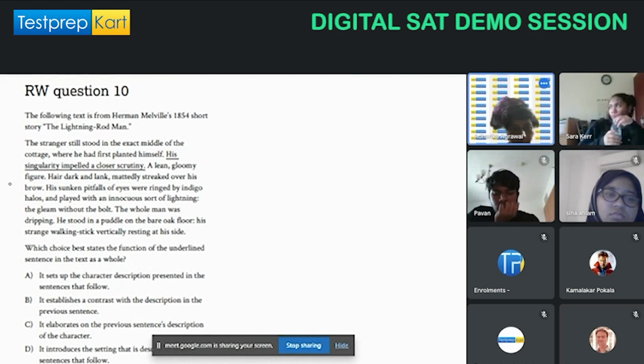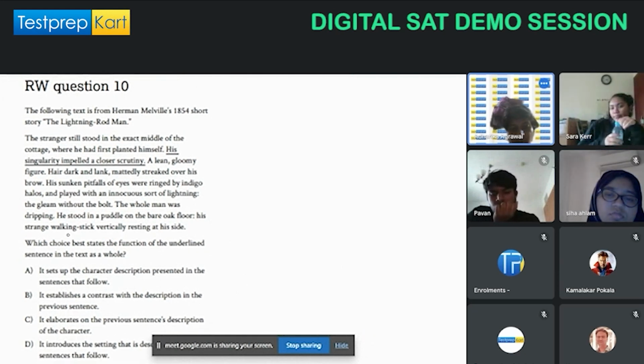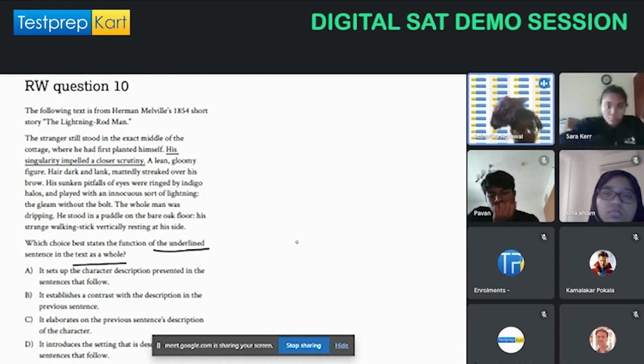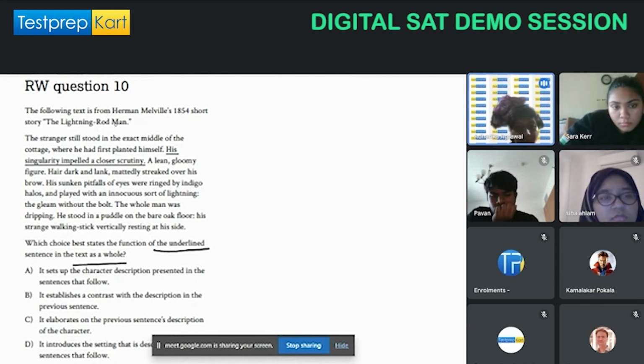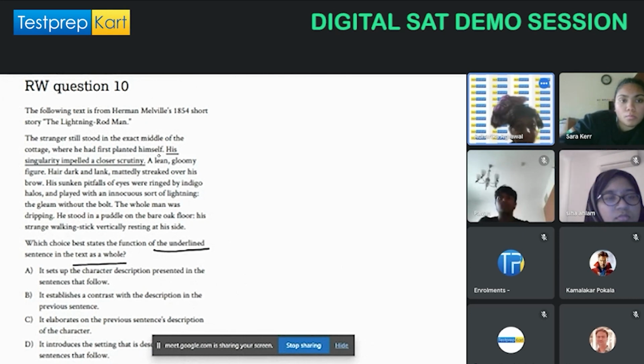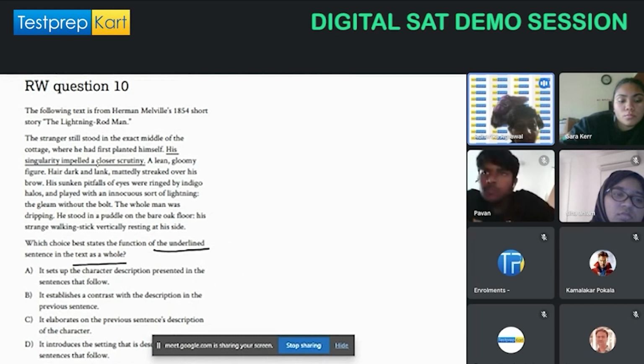So in this question, they're asking which choice best states the function of the underlined sentence in a text as a whole. The following text is from Herman Melville's short story, The Lightning Rod Man. The stranger still stood in the exact middle of the cottage where he had first planted himself. His singularity impelled a closer scrutiny, a lean, gloomy figure, hair dark in length.